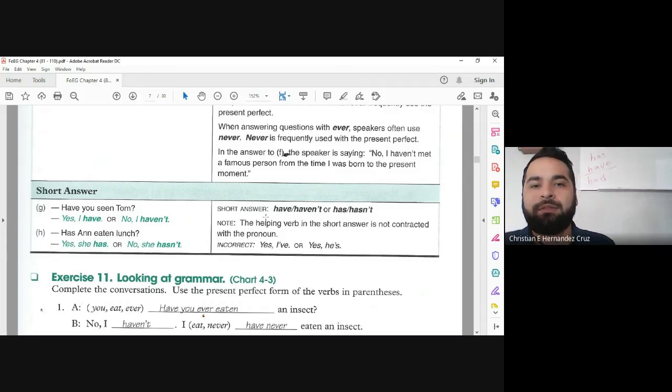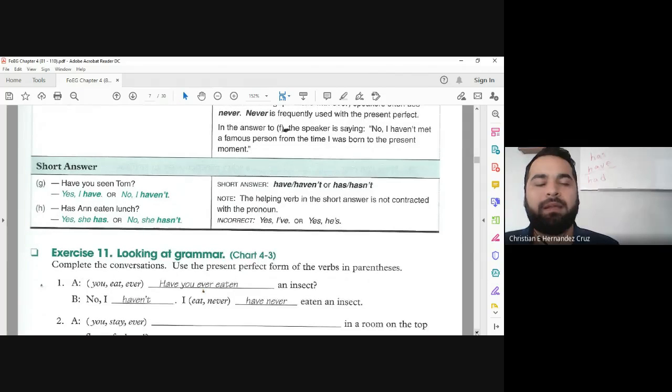So the short answer uses have or has, and of course, also its negative forms of haven't or hasn't. The helping verb in the short answer is not contracted with the pronoun. So, for example, you don't say yes, I've, or yes, he's. Yes, I have, or yes, he has. Has Anne eaten lunch? Yes, she has, or no, she hasn't. Considering the time, I'm assuming she has not.